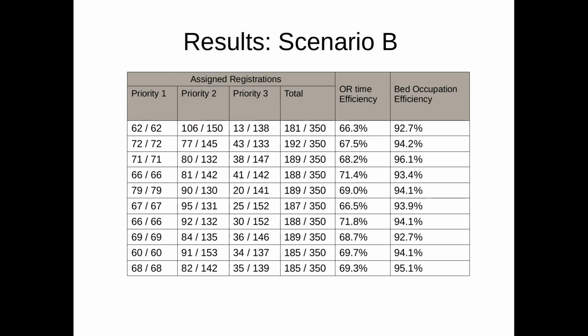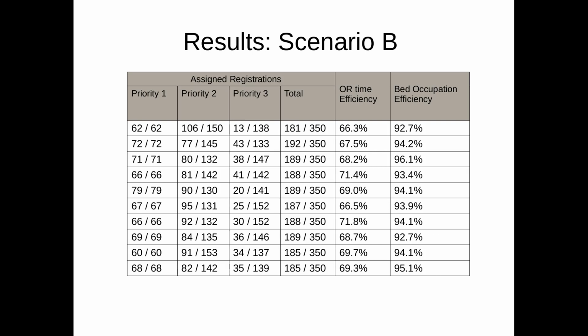For scenario B, where bed occupation efficiency is the main parameter, priority 1, 2, 3, you have a total of 350 registrations. Out of that, 181 are assigned, because now we decrease the number of available beds. So at the same time, the assignment will decrease.